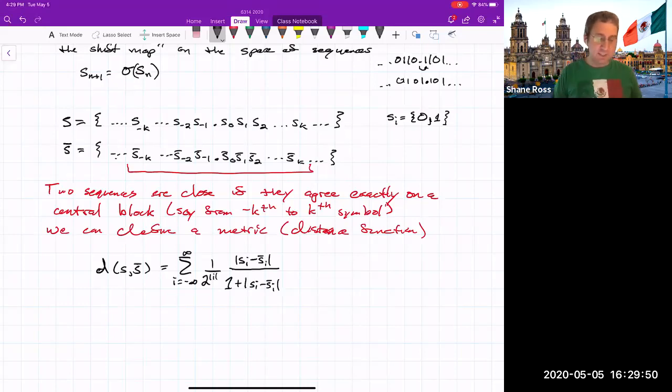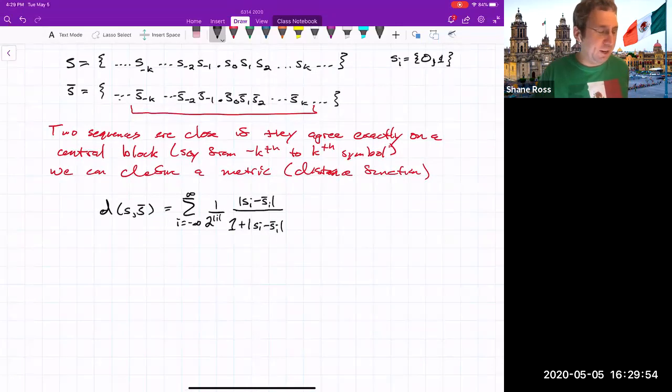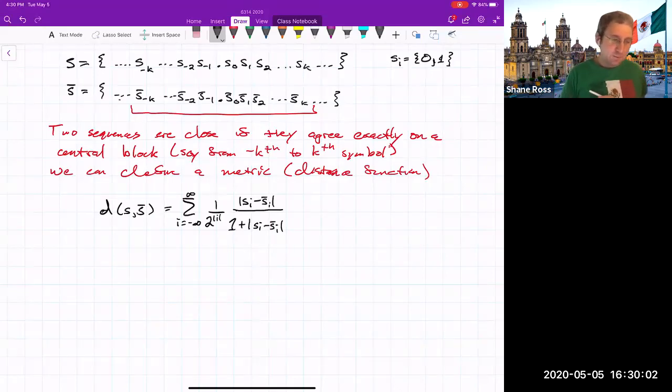So this is it. If you've taken metric space theory, this satisfies the criteria for a metric. And how this is interpreted in terms of dynamics is that two nearby sequences match for a while, but then they could be totally incoherent outside of it. So things can have close initial conditions, but then they will disagree.